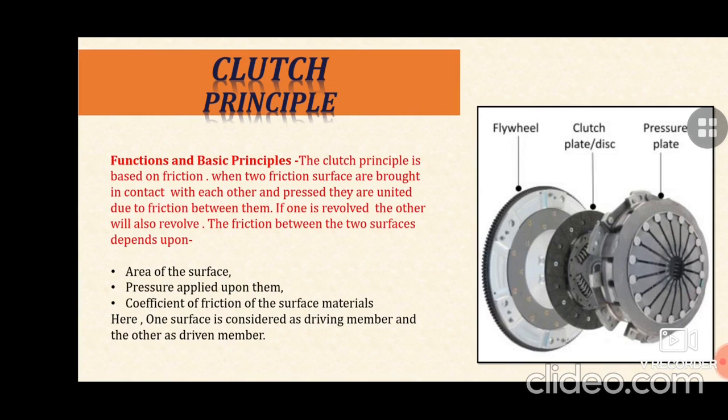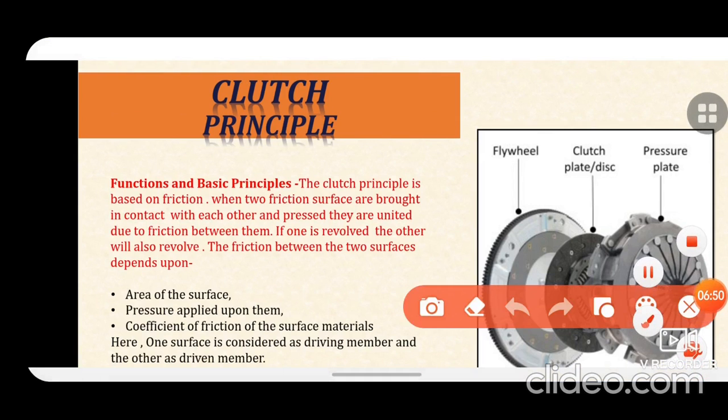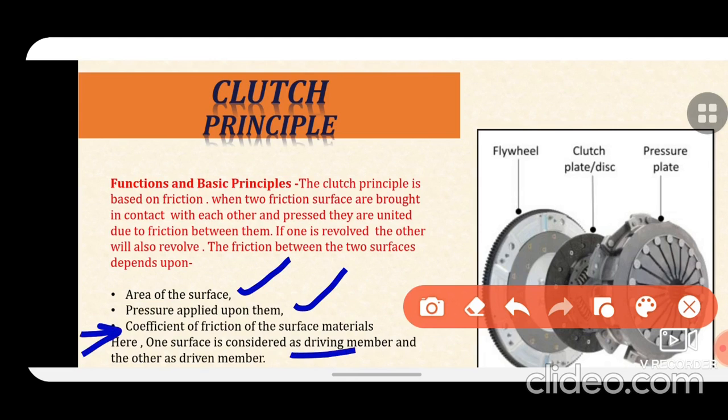When two friction surfaces are brought in contact with each other and pressed, they are united due to friction between them. If one is revolved, the other will also revolve. This is the basic principle. The friction between the two surfaces depends upon the area of surface, the amount of pressure applied upon them, and the coefficient of friction of the surface materials. One surface is considered as the driving member and the other as the driven member.